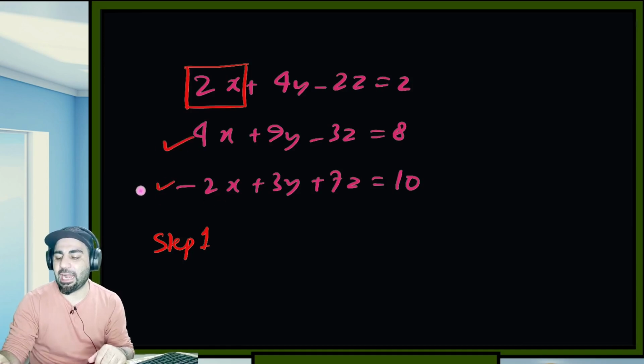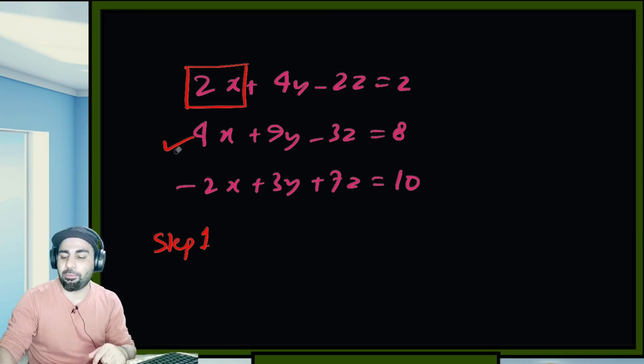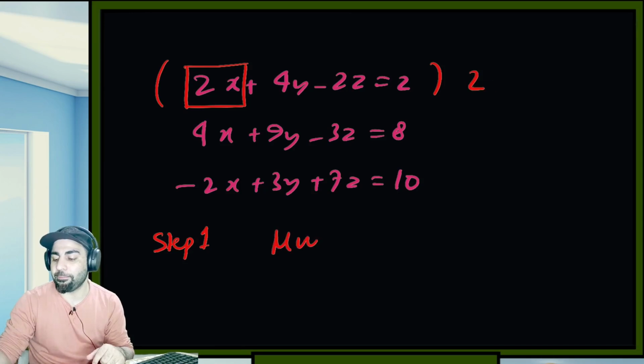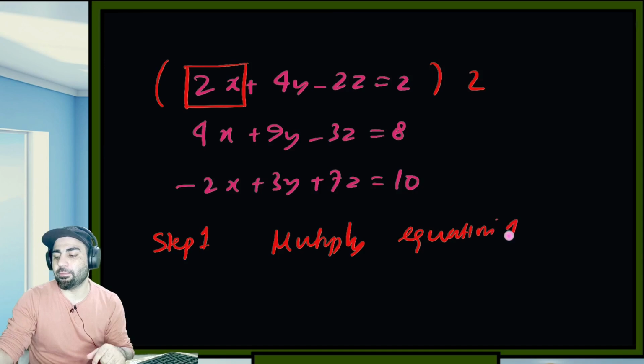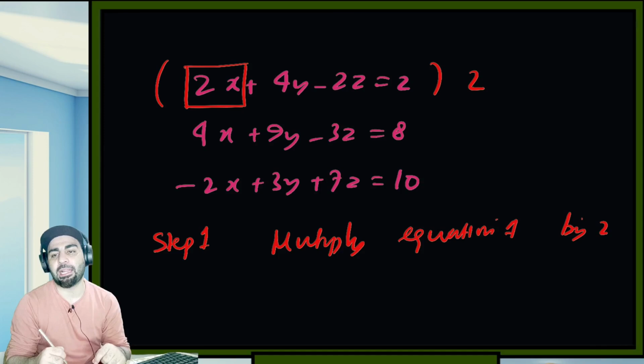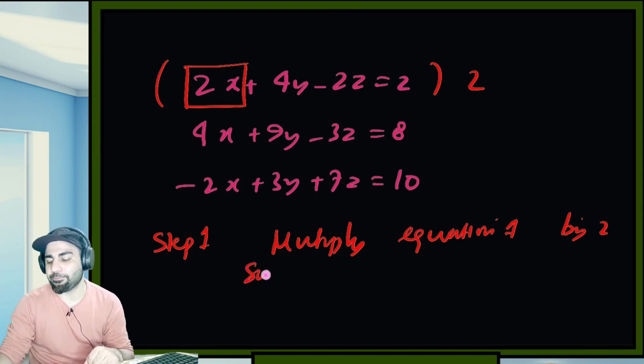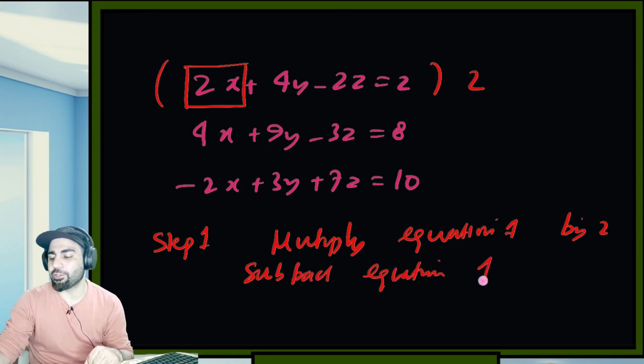If I directly add, if you see equation 3, if I add equation 1 to it, obviously this entry will be knocked off and it will become 0. But to get this equal to 0, I'll have to multiply equation 1 by 2. Multiply by 2, and then you should subtract it. You should subtract equation 1 from equation 2.